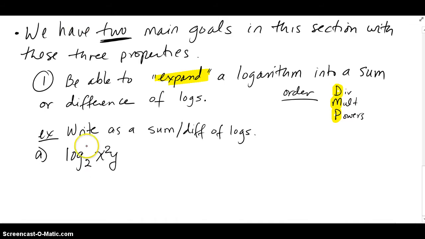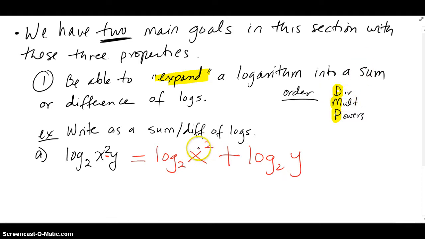Address those things one at a time in that order. So is there any division in the argument of this logarithm? My answer is no. Next comes multiplication. Is there any multiplication in this argument right here? Yeah, right there, 2 things are multiplied. So when 2 things are multiplied, we're going to open them up as an addition. So that's the first step. There was no division, ignore that. There is multiplication, we took care of that.